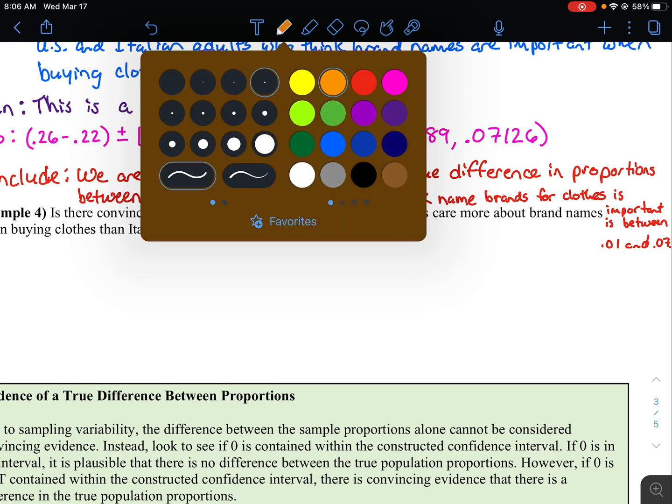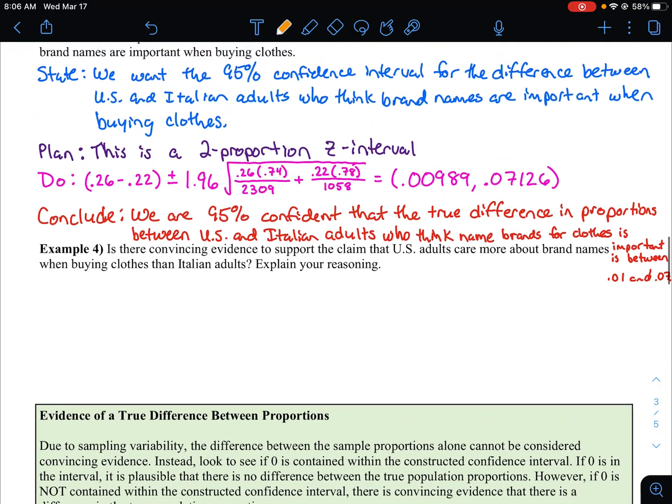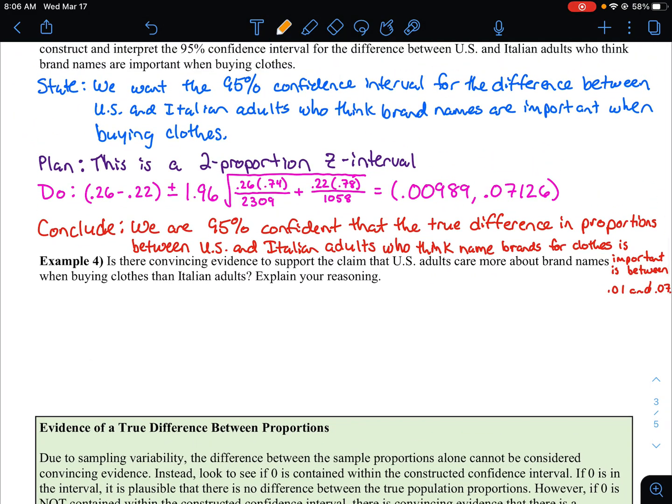Okay. Now, for the last question here, example 4, is there convincing evidence to support the claim that U.S. adults care more about brand names when buying clothes than Italian adults? And explain your reasoning. Well, what we want to focus on is if they felt the same way about it, then their proportions would be the same. And if we took the difference in their proportions, then it would be some number minus itself, which is 0.